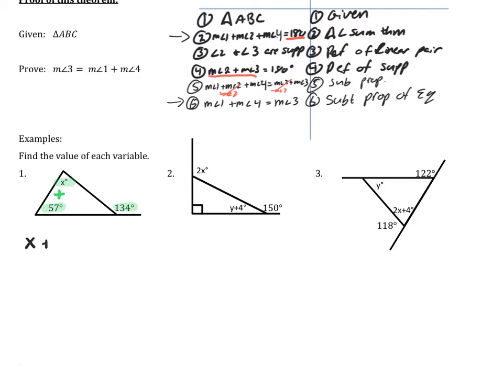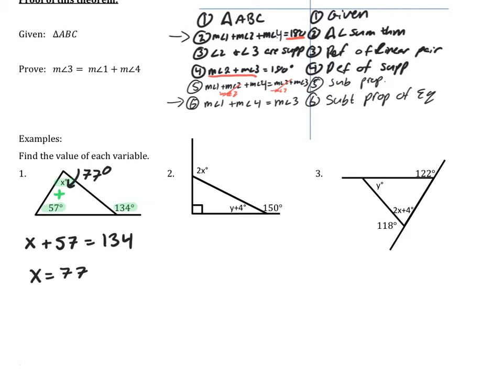So that means x plus 57 is going to equal 134. So we just take the sum of those two remote angles and set them equal to the exterior angle. So if we solve, we're going to find that x is equal to 77. So that would also be that degree measurement right in there.